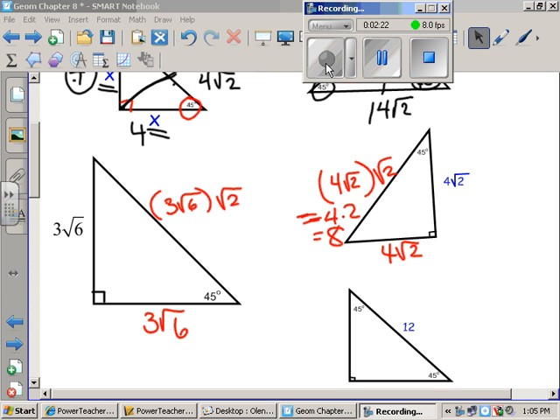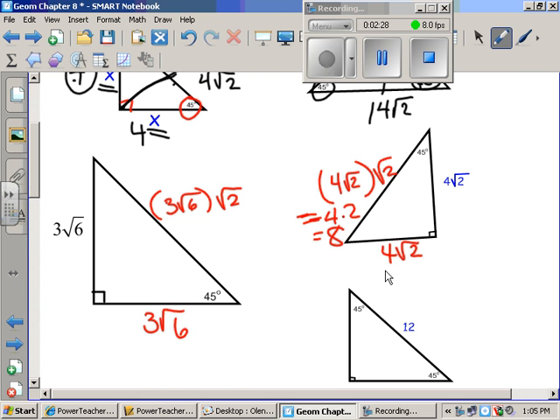Okay, so these sides you probably got pretty easily. You know that the sides are always the same. So if this is 4 square root of 2, this is 4 square root of 2. If this is 3 square root of 6, this is 3 square root of 6. Just remember the rule. The hypotenuse is always whatever the side is times the square root of 2.